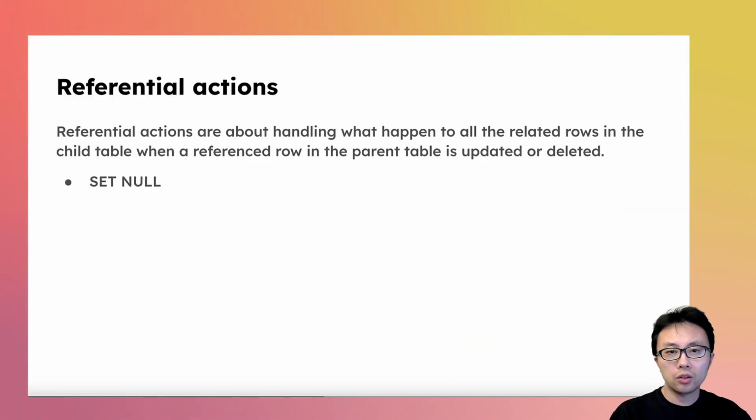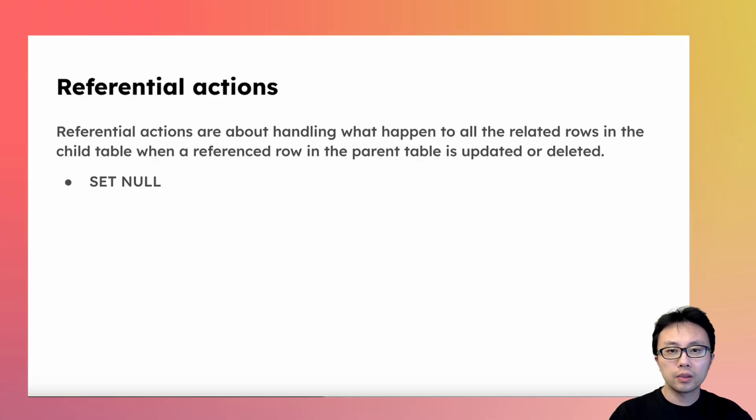The third commonly used referential action is setNull. If this referential action is used, when a parent record is deleted or its key value is updated, the foreign key values in related child records will be set to null. As you can imagine, this would require the foreign key column to allow null values.